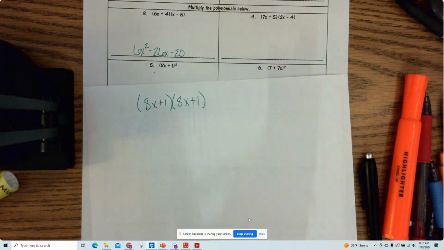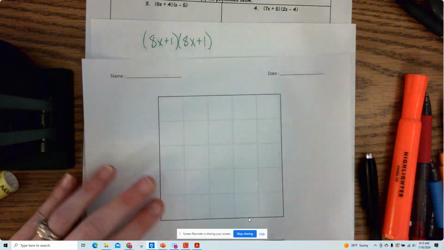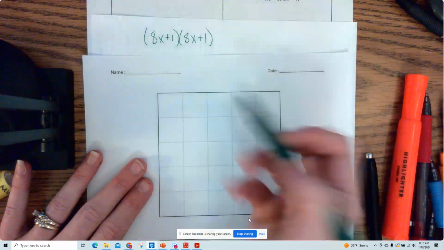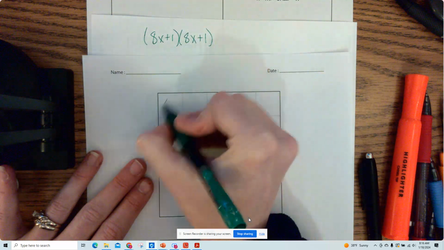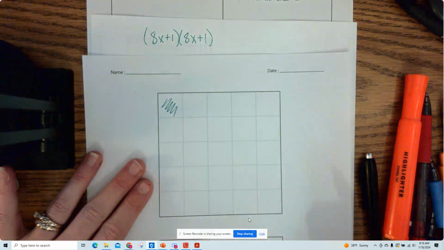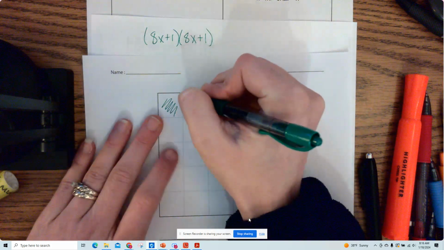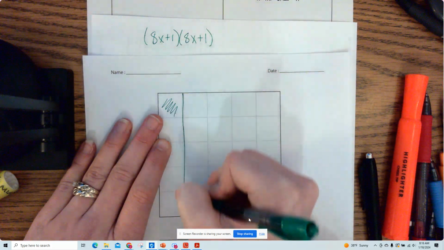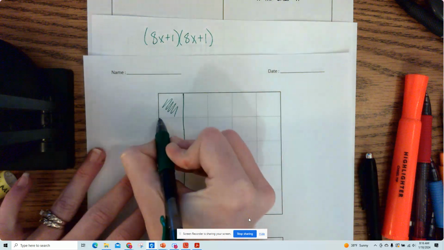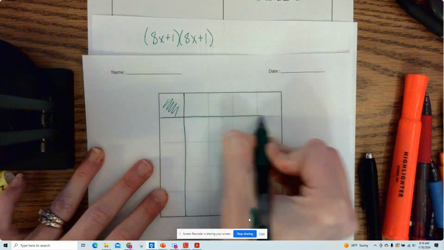Okay. So this is the box method. That's where this comes in. Okay. So we're doing 8x plus 1 times 8x plus 1. So on this grid paper, top left corner, mark out, we don't need it. The first vertical line, you're going to trace over it. And that top horizontal line, you're going to trace over that.